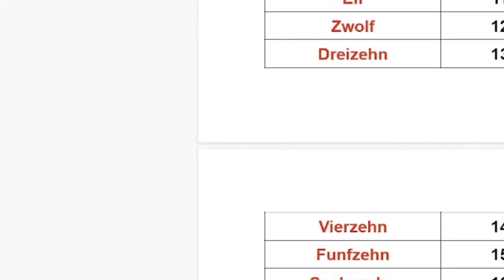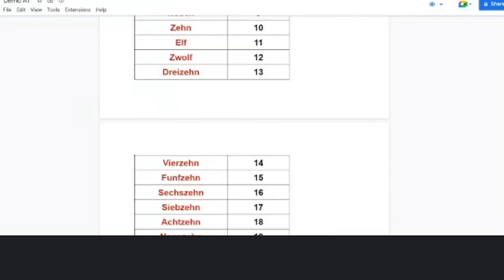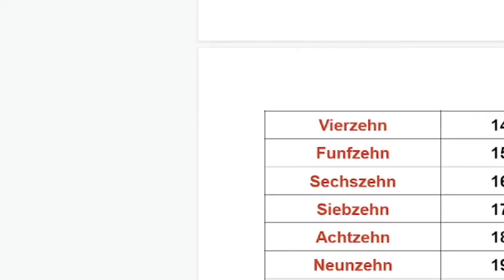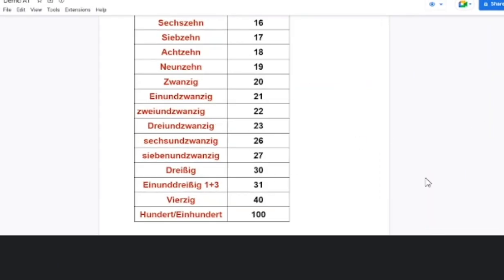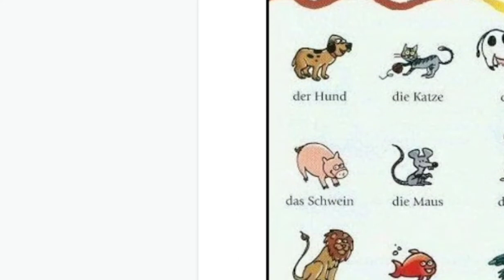Okay, try to speak from 10. Zehn, elf, zwölf, dreizehn, vierzehn, fünfzehn, sechzehn, siebzehn, achtzehn, neunzehn, zwanzig, einundzwanzig, zweiundzwanzig, dreiundzwanzig. Twenty-three you have followed, then 24 will be? Okay, yeah, you can do this.